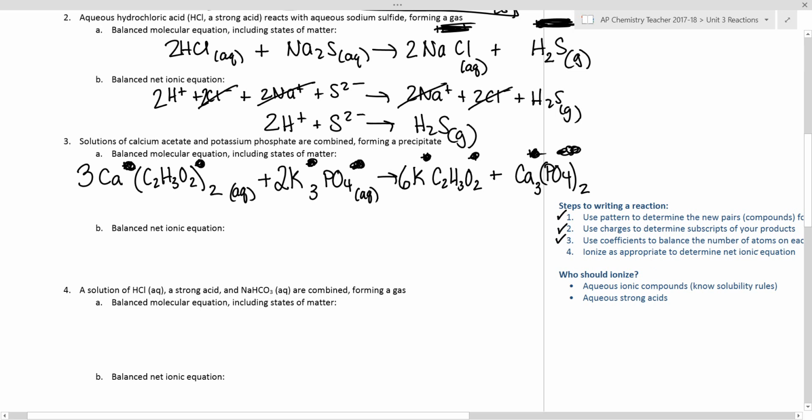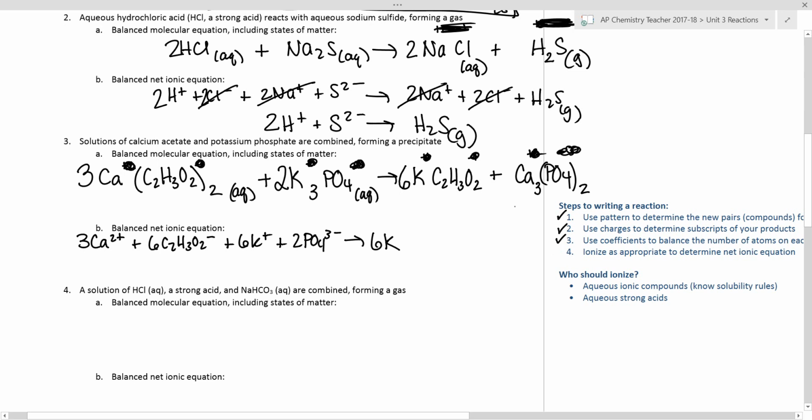Then I'm going to ionize as needed to determine the net ionic equation. What ionizes are aqueous ionic compounds and aqueous strong acids. So we've got lots of stuff happening here. I've got 3 calcium ions, 6 acetate ions, 6 potassium ions, 2 phosphate ions. So that's what is in my reactants. And over here, I've got another aqueous ionic compound.